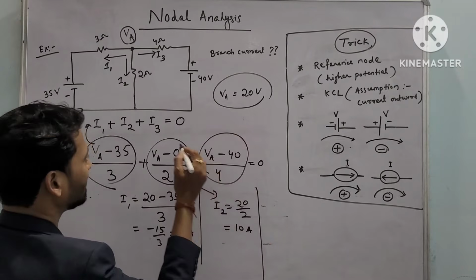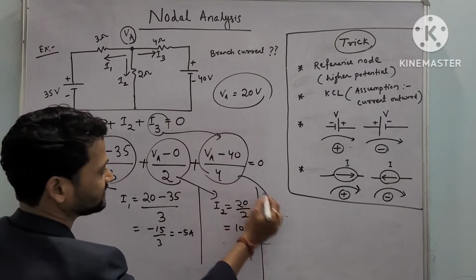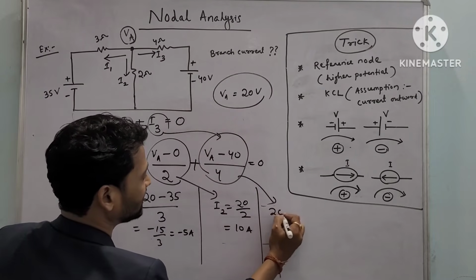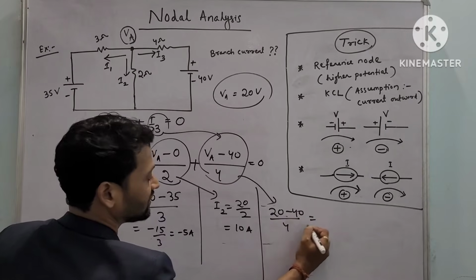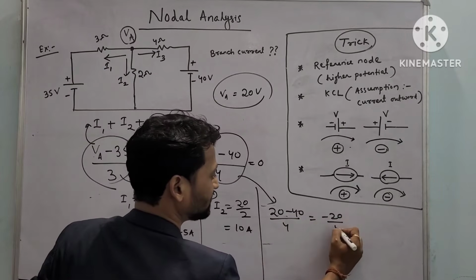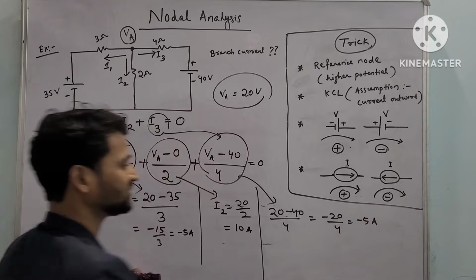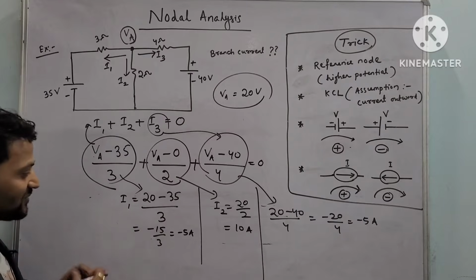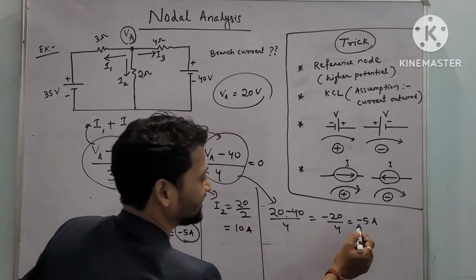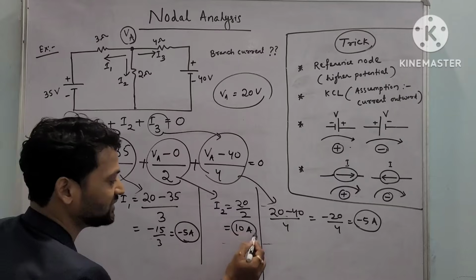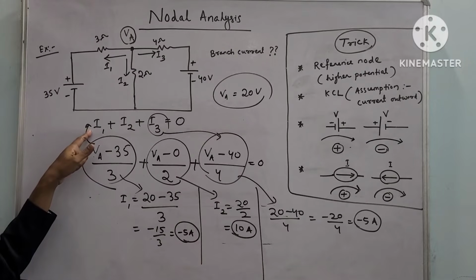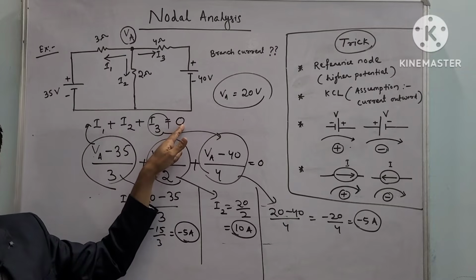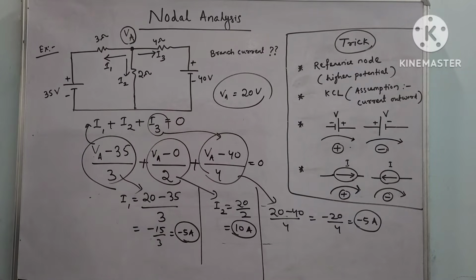And for I3, VA is 20 minus 40 upon 4. So it is minus 20 upon 4, which is minus 5 ampere. Now we are getting the answer. I1 is minus 5, I3 is minus 5, and I2 is plus 10. Check here: minus 5 plus 10 minus 5, how much is that? 0. So what will be your final answer?